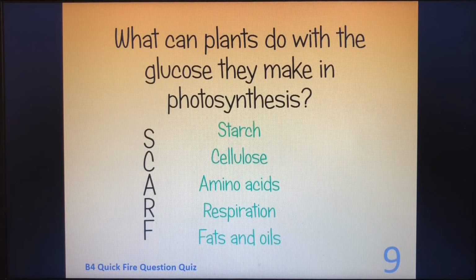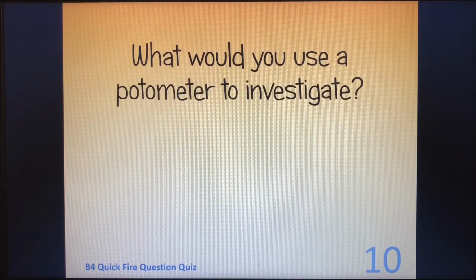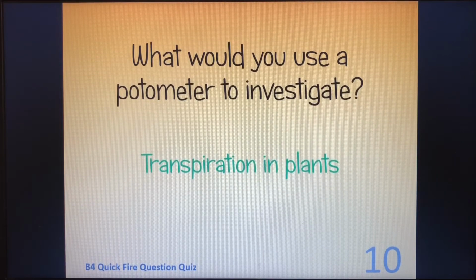Moving on to question 10. What would you use a potometer to investigate? So a potometer is a piece of equipment. It's used with plants, okay, but what specific feature of plants would we use it to investigate? And the answer is transpiration in plants. So it's about water loss from the leaves.